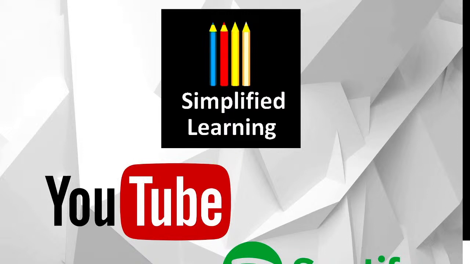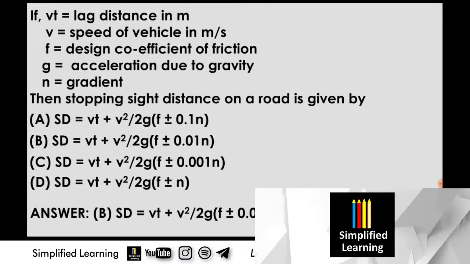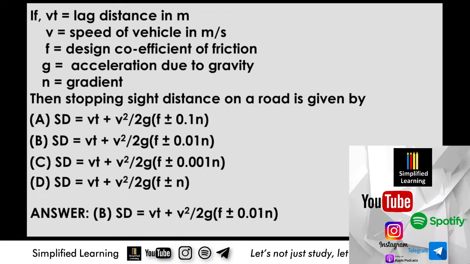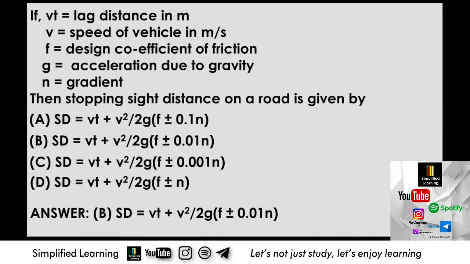If Vt is lag distance, V is speed, f is mu, the design coefficient of friction, small g is acceleration due to gravity, and n is gradient, then the stopping sight distance on a road is given by SSD equal to Vt plus V square by 2g into f plus minus 0.01 n.